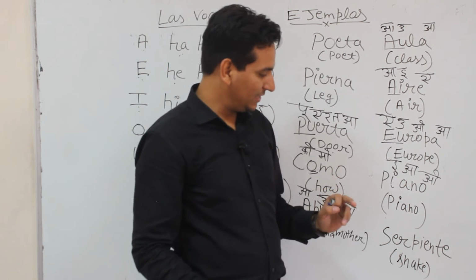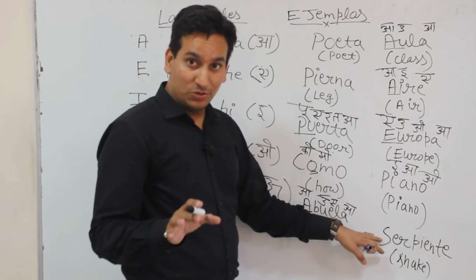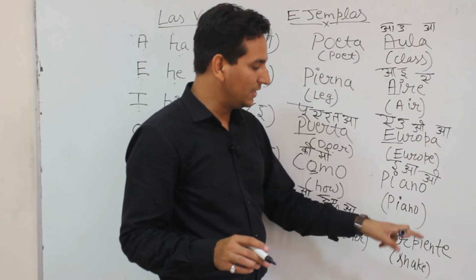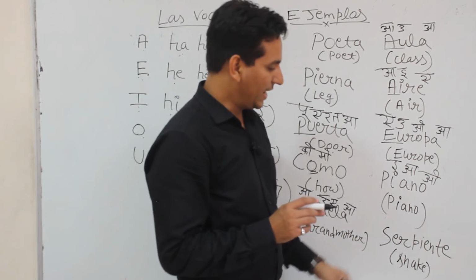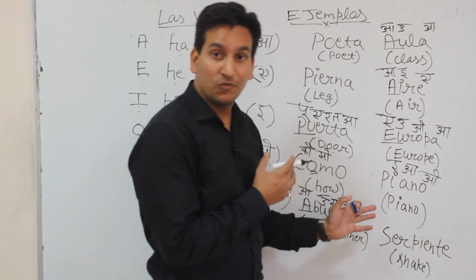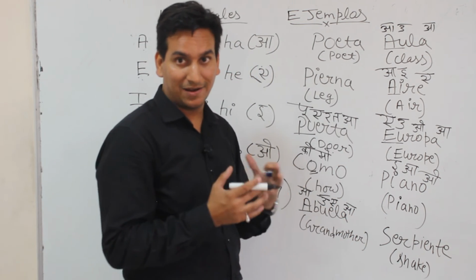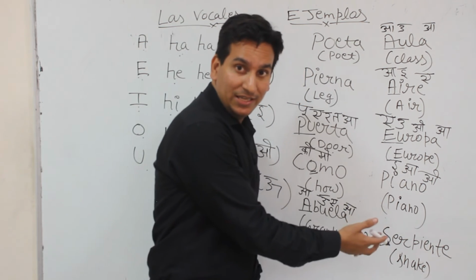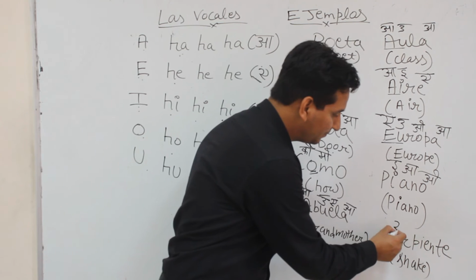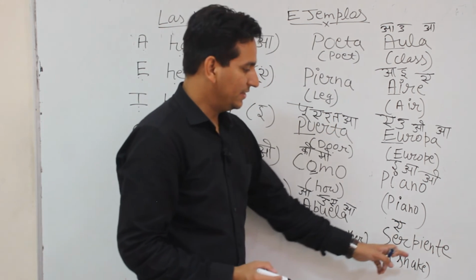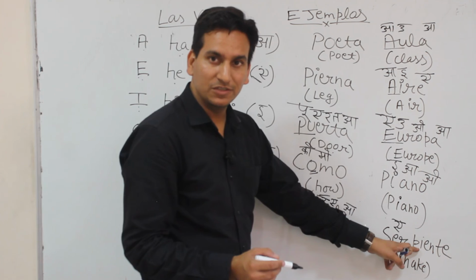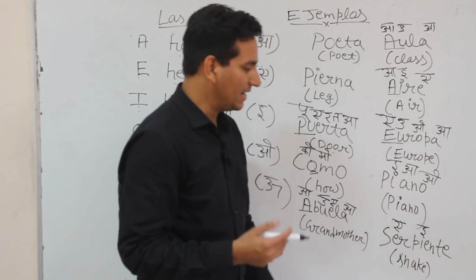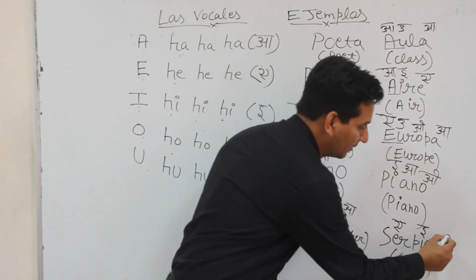The last example is, I want you to try it now. The spelling is SERPIENTE. So as usual, let us first pronounce the vowels because their sounds are a bit complex. So after S we have E. E becomes A, and then the next vowel we have I, which becomes E, and at last we have E, which becomes A.